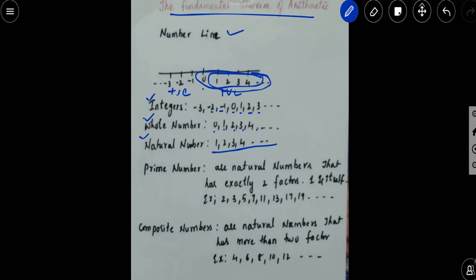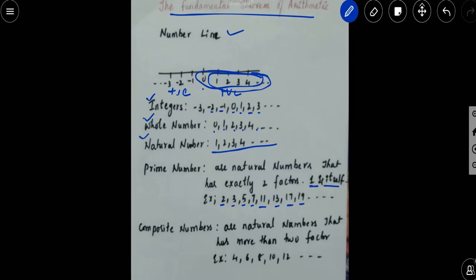Next we'll go for prime numbers. So what are prime numbers? Prime numbers are natural numbers that have exactly two factors, that is 1 and itself. For example, 2, 3, 5, 7, 11, 13, 17 and 19.